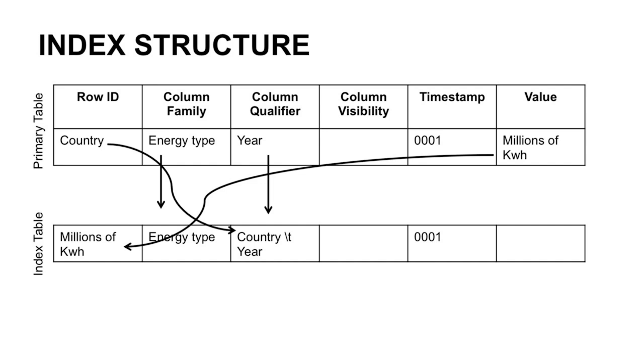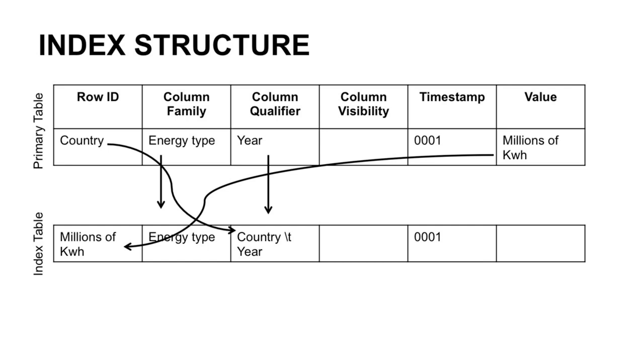Our secondary index table is going to have the following structure. The row ID of our index table will store an encoded value of the original table, the column family of our index will store the column family of the original table, and the column qualifier of the index table will store the row ID and column family of the original table. The value of our index will be left blank.